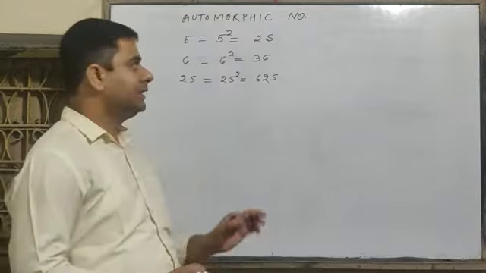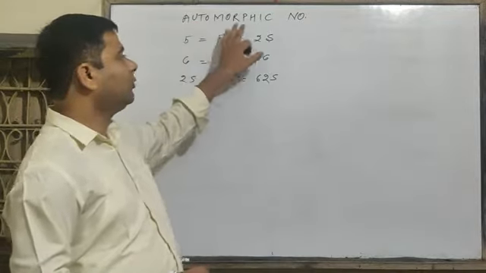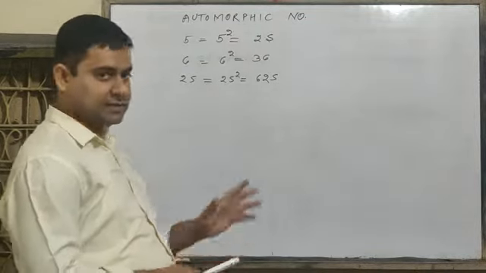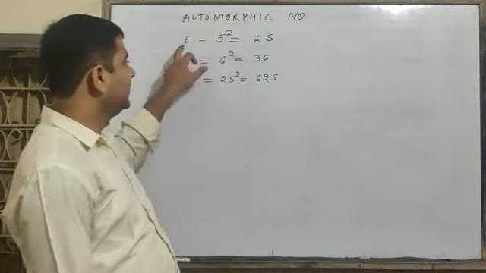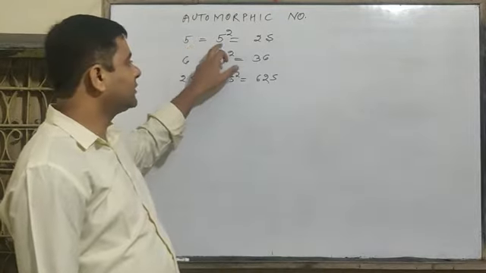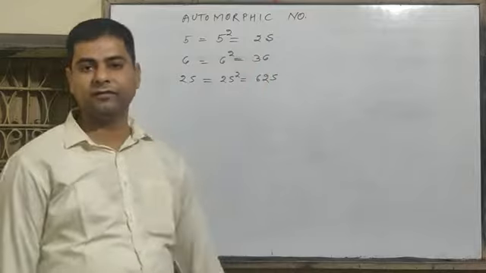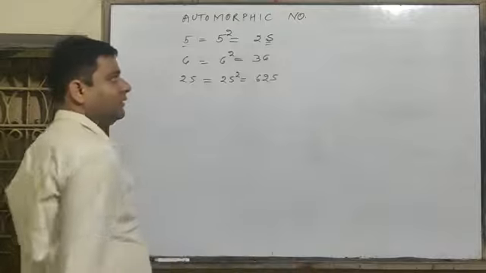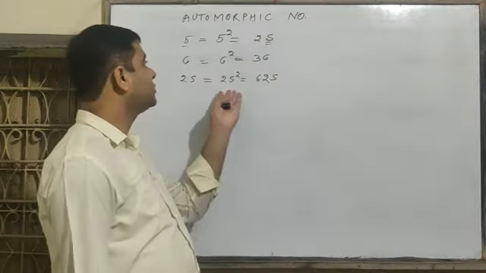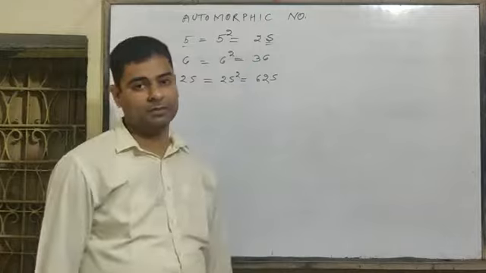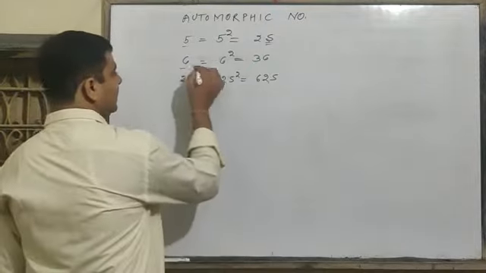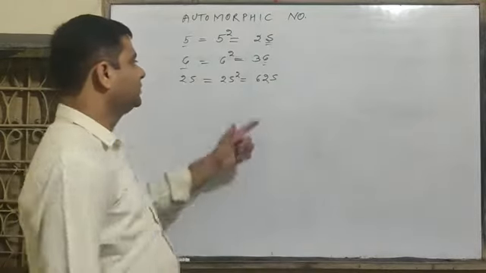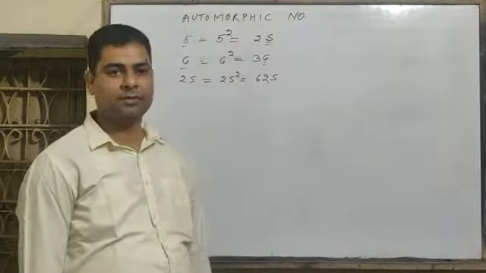Okay, students. The next program is of an automorphic number. What is an automorphic number? The logic is this. The number is 5. We will calculate its square. 5 square will be what? 25. So if a number exists in its square, then that particular number is known as an automorphic number. Another example, 6. 6 square will be 36. So 6 is coming in its square. So 6 is also an automorphic number.